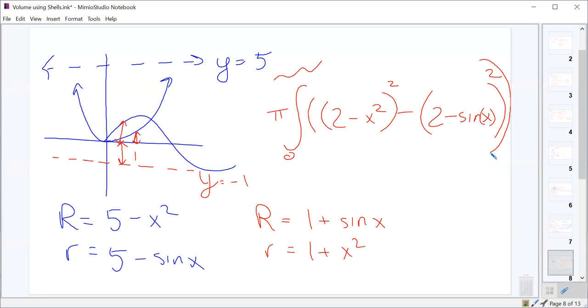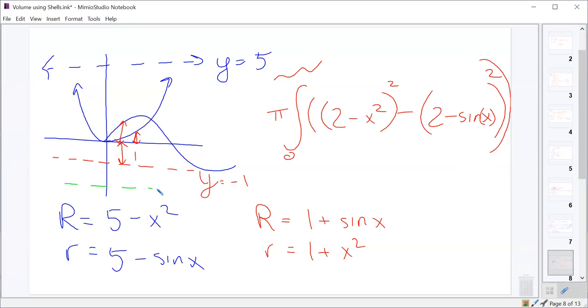There we go. That work? All right. Perfect. Okay. Thank you. No problem. Everyone's good with that? 1 plus sine x, 1 plus x squared? Okay. DM, I haven't forgotten about your question. I'll get to it in a half second.